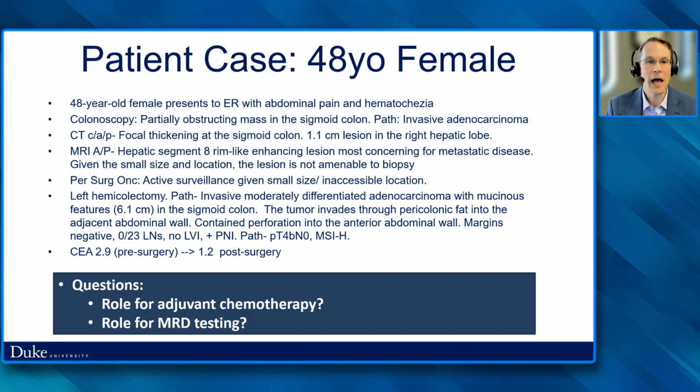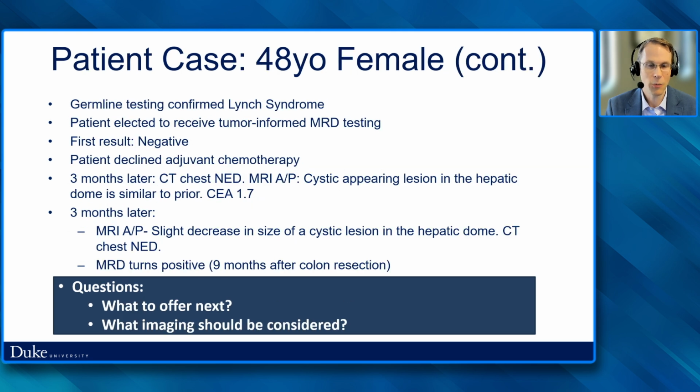So the question we had in front of us is: this patient, younger woman, MSI high, T4BN0 disease, should we give adjuvant chemotherapy or not? And how do we incorporate MRD into this? So of course, the first thing I do is I send her to genetic counseling, and she does have Lynch syndrome. And she elected to wait for an MRD test result before making a decision. The first result was negative, so she said, I'm just going to take my chances and not do adjuvant chemotherapy, which I supported. We also continued to follow that liver lesion, and it didn't really do anything, didn't grow.